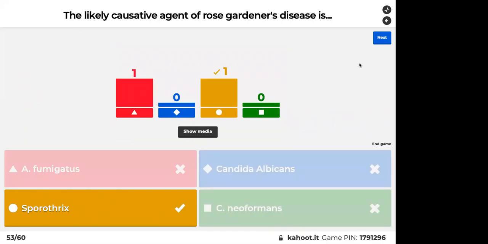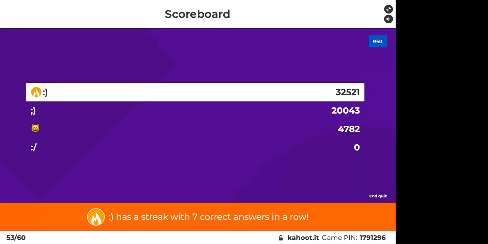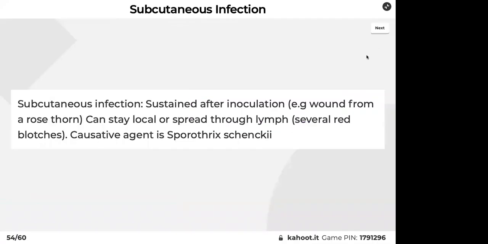Yeah, so Rose Gardener's disease is a subcutaneous fungal infection. That's when it occurs via inoculation. Inoculation is just a wound from the rose thorn. And I feel like that's kind of a buzzword, so whenever you hear that, the answer here is sporothrix. So the likely causative agent of Rose Gardener's disease is sporothrix, which is a subcutaneous fungal infection. Yep, and that just explains what I just said.